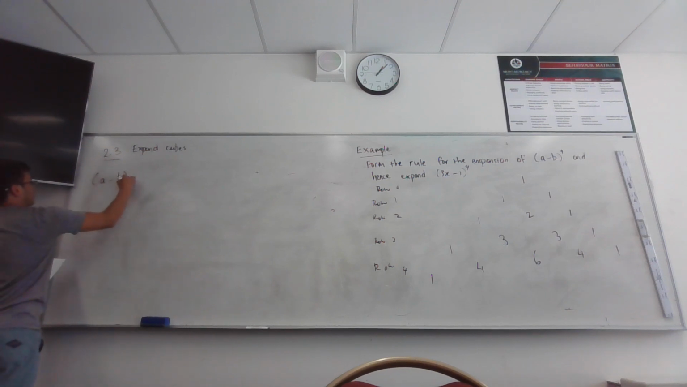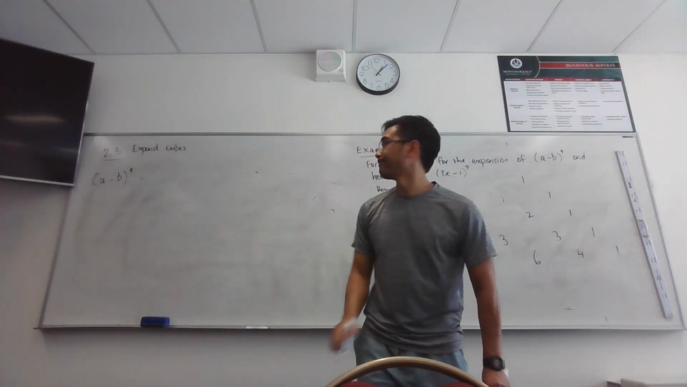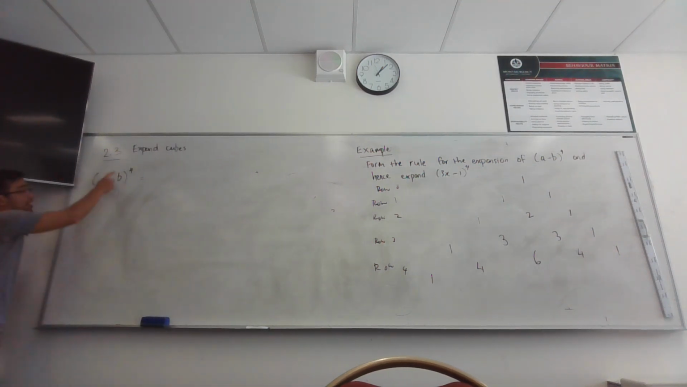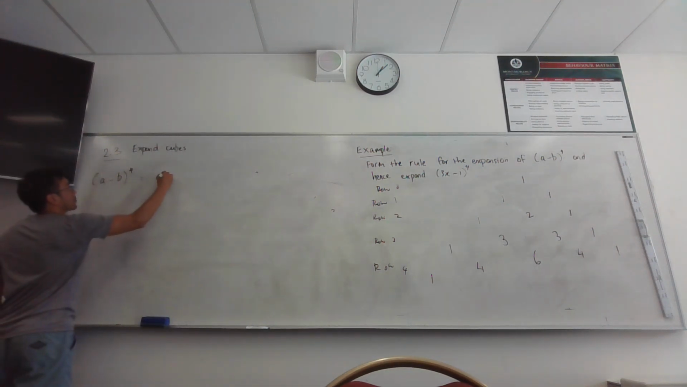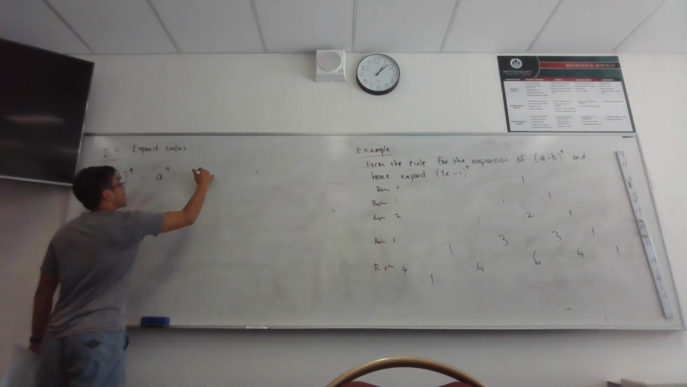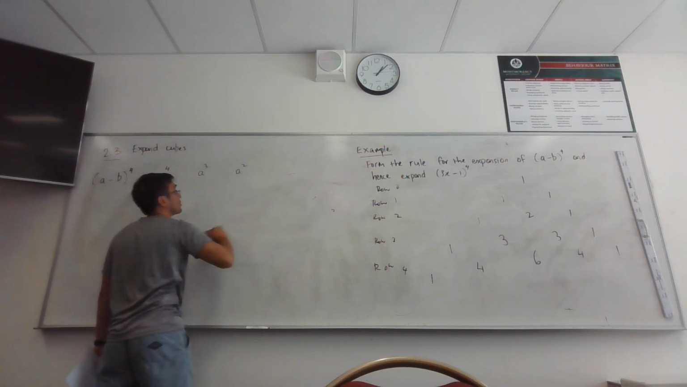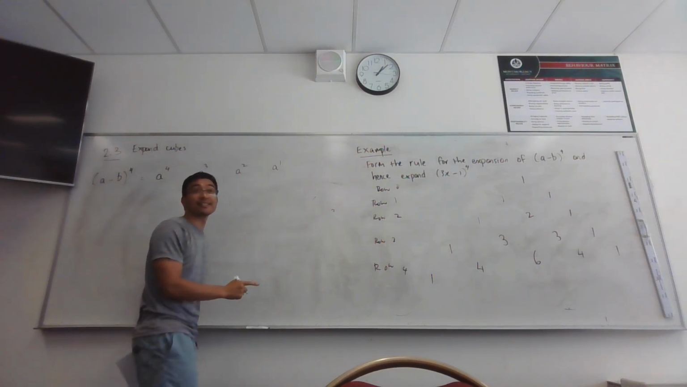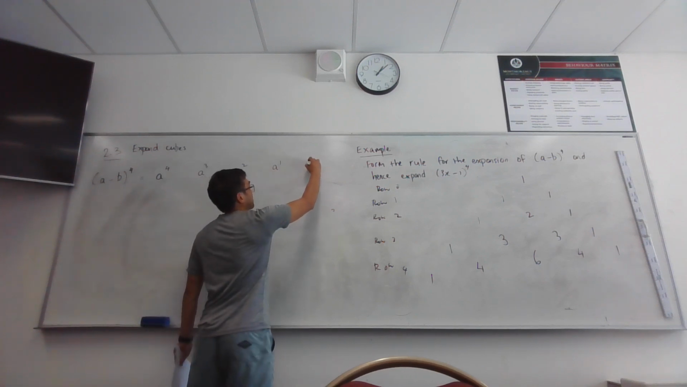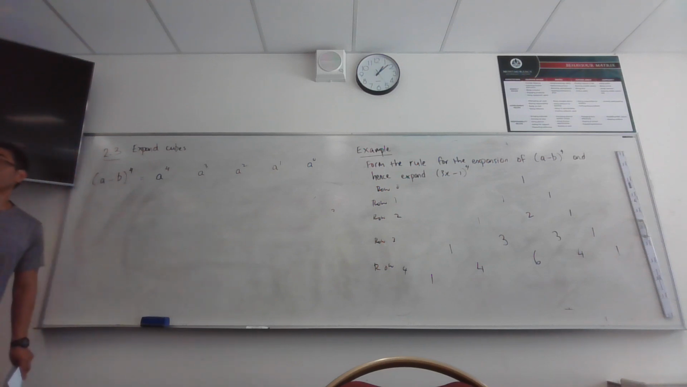So the question says, let's expand a minus b to the power of 4. This is the pattern. Let's focus on a to the 4. To expand this will work. Our first term is a4, our next is a3, our next is a2, our next is a1. What's the next a? A0.